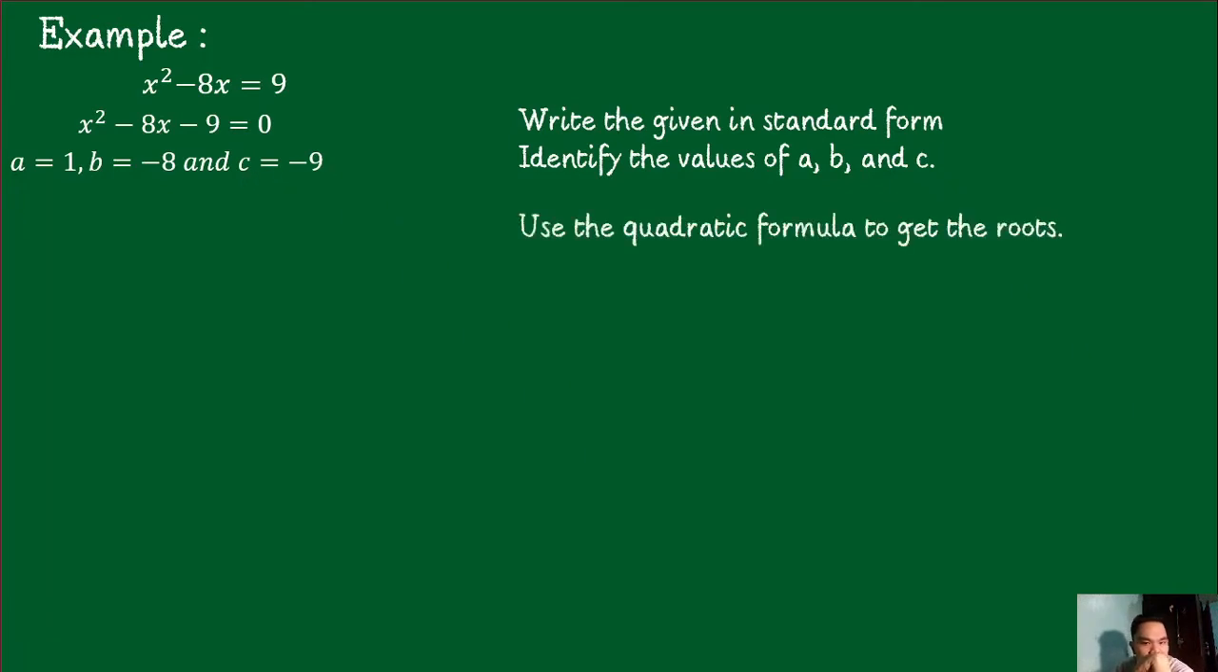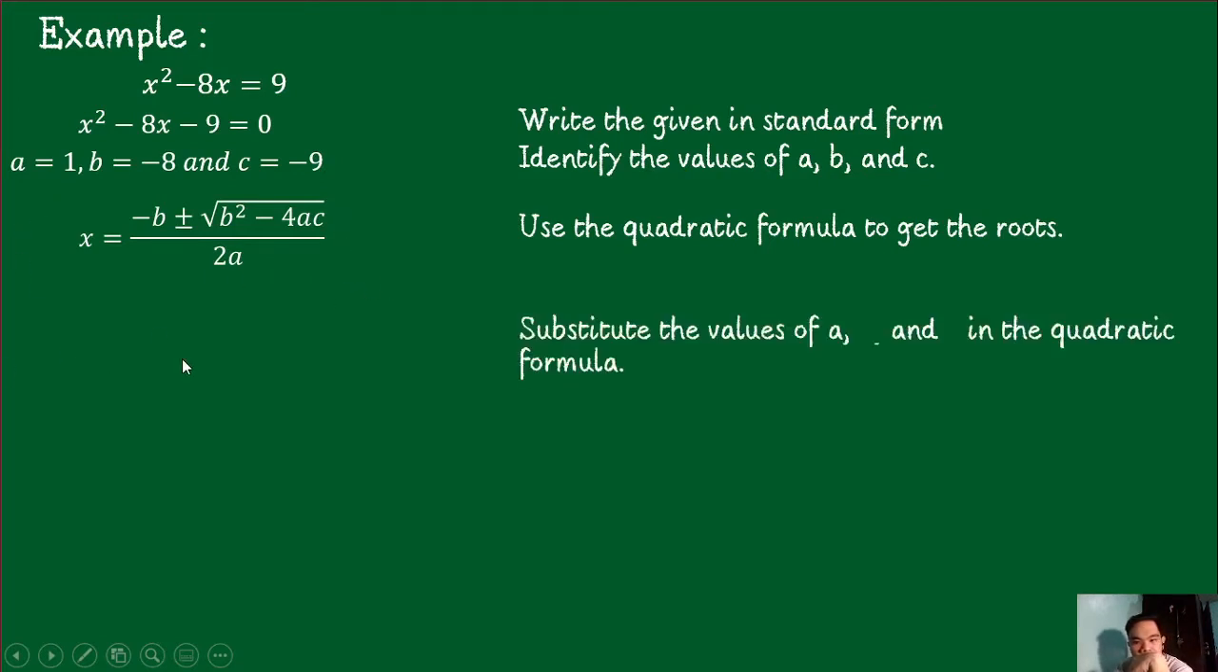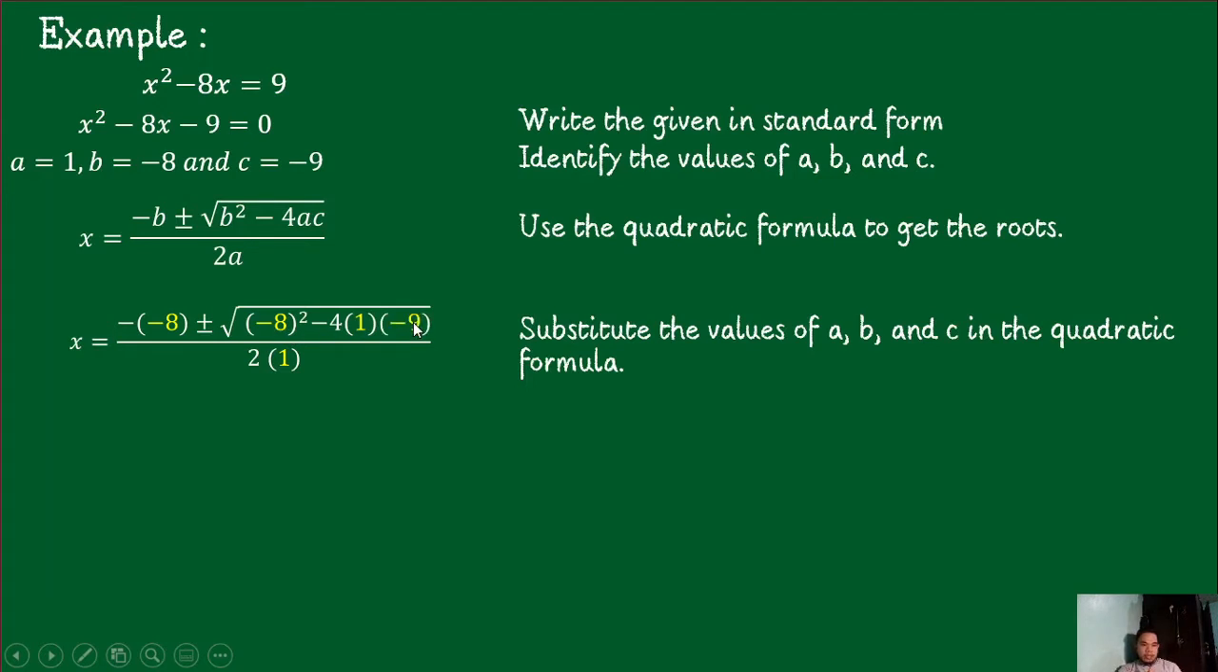Then ang gagawin natin is gagamitin ang quadratic formula to get the roots. So again, we have the quadratic formula: x equals negative b plus or minus the square root of b squared minus 4ac all over 2a. Then anong gagawin natin dyan? Isa-substitute natin ang values of a. The value of a is 1, and we're going to substitute it in the formula. Then the value of b is negative 8, as you can see. And the value of c is negative 9.